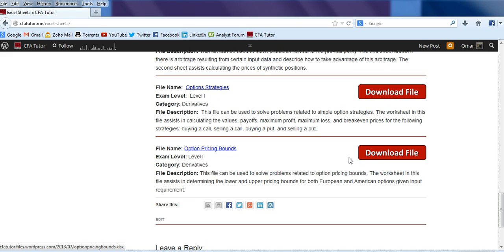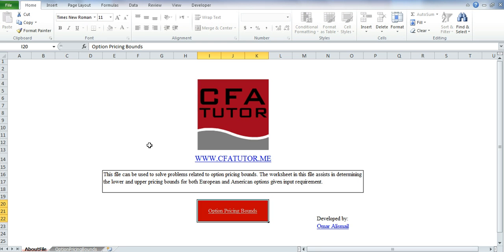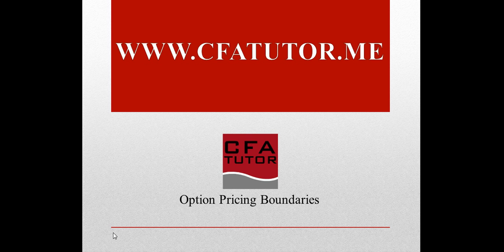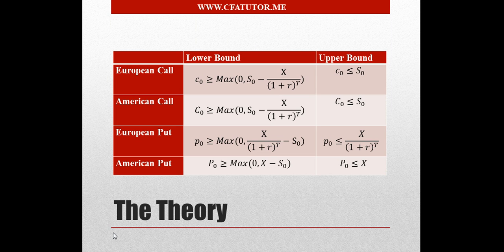Assuming you downloaded the Excel file from here, it will first show you the purpose of the file. The file can be used to solve problems related to option pricing boundaries. It will assist you in determining the lower and upper bounds for both European and American options, given some input requirements. If you go to the original reading posted on the website, and you can find the link below the video, you will see that I've explained in detail how to derive the lower and upper pricing boundaries for both European and American calls and puts. This table summarizes all the results that we found on the website.